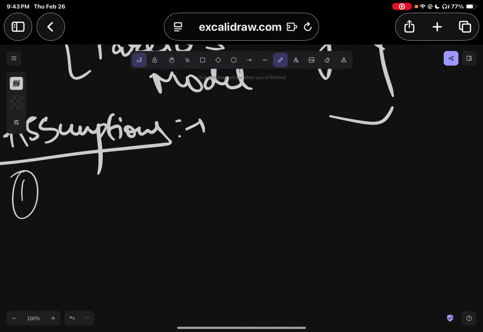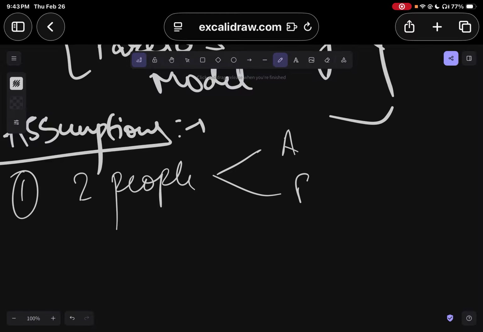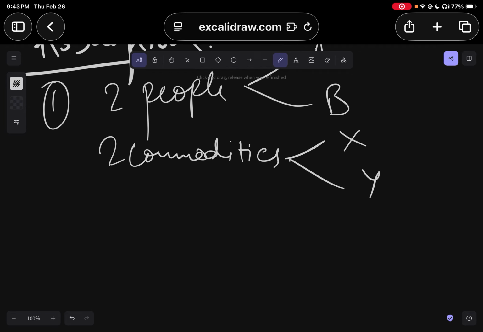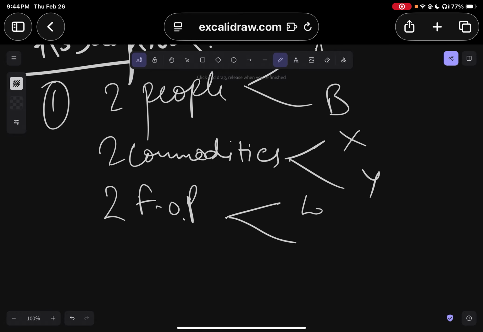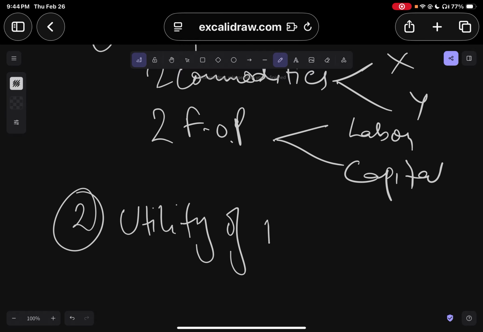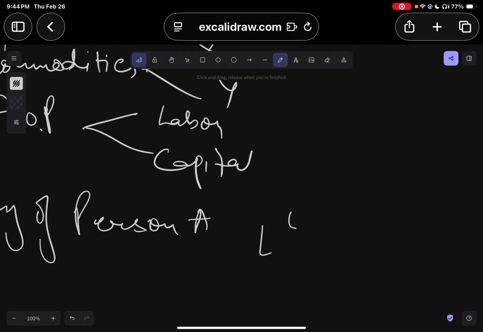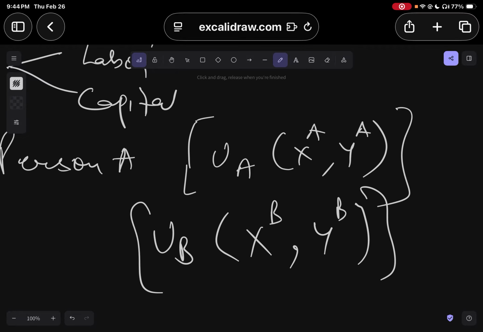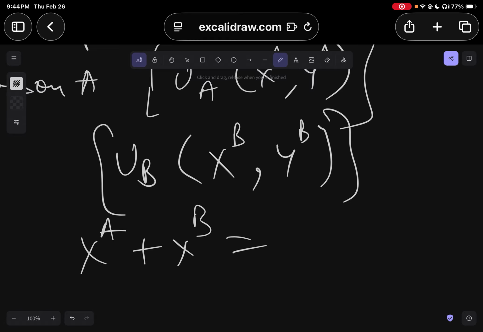So, the first assumption is there are two people, A and B, two commodities, X and Y, two factors of production, labor and capital. Utility of person A is Cobb-Douglas. So UA is a function of XA, YA. X and Y are the commodities produced in the market, and utility of B is a function of XB and YB. XA plus XB is equal to X. YA plus YB is equal to Y.